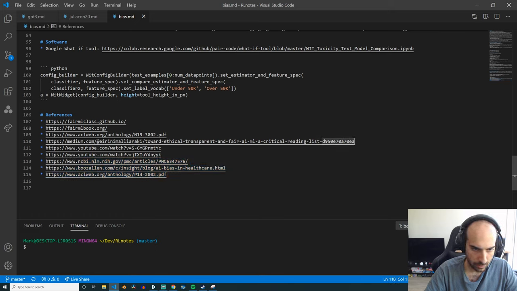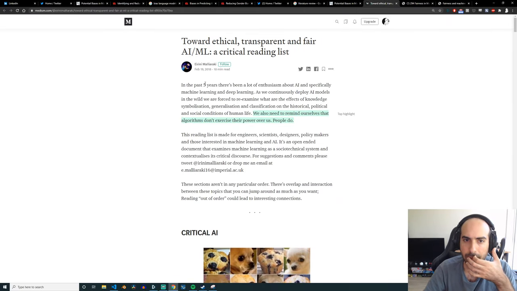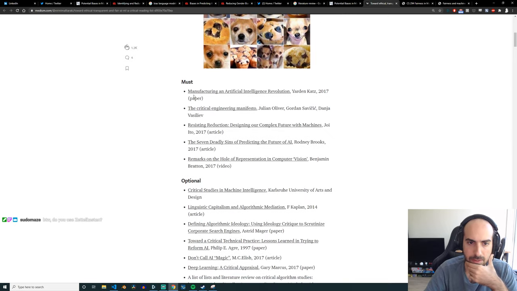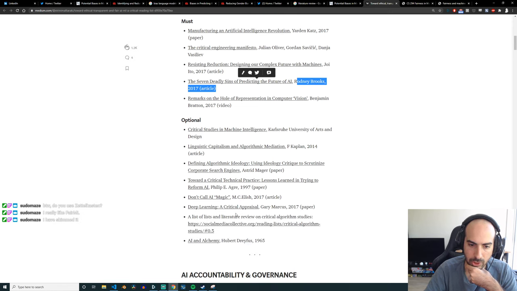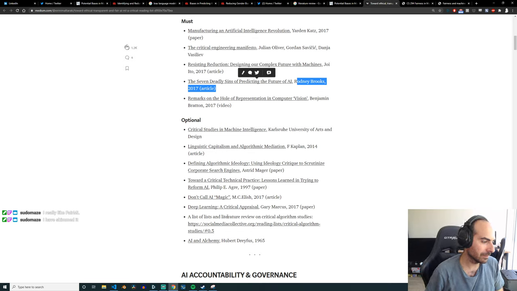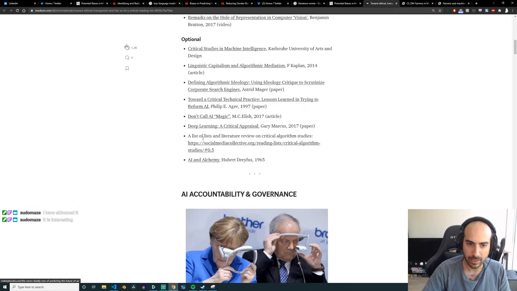Let me see. Let's look at the reading list, this I'm curious about. And then we'll look at the FAIR ML book. I had a friend recommend this book to me. Okay, a reading list, let's see. Manufacturing the Critical Engineering Manifesto, Resisting Reduction, the 7 Deadly Sins of Predicting the Future with AI, Don't Call AI Magic. It's funny though, I really like FairML, I have skimmed it. Okay, great, so let's do that next. Because so far I'm not too optimistic about any of these titles.